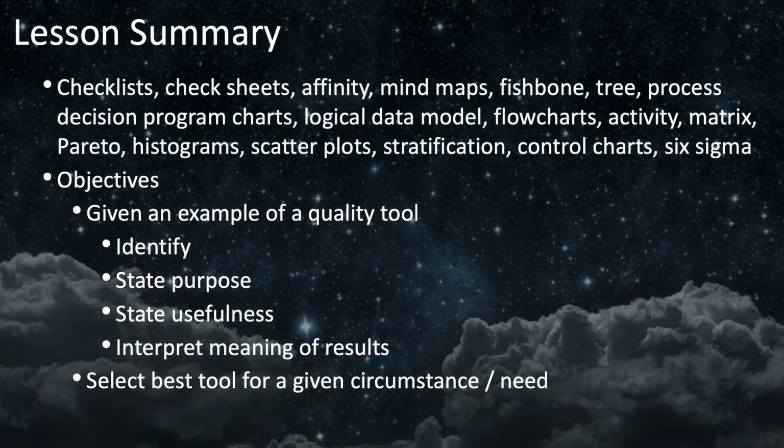This lesson has covered a whole host of quality tools, from checklists through logical data models, stratification, control charts, histograms, one of my favorites, and Six Sigma. The objectives of this lesson are twofold. Given an example of a quality tool, you should now be able to, or at least once you've reviewed and learned all the material in these lessons, you should be able to identify the quality tool, state its purpose and its usefulness, and interpret the results that are shown in the quality tool. And, given a certain circumstance or need, you should be able to select which would be the best tool to use.